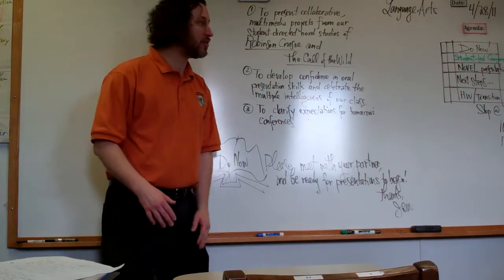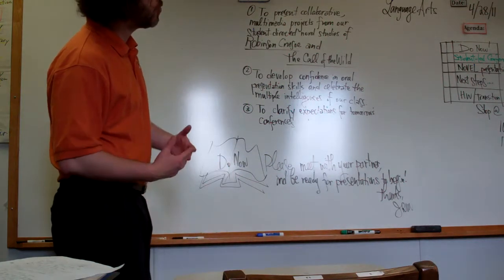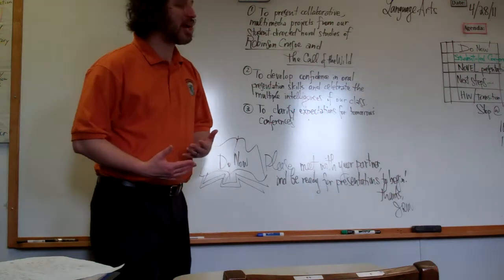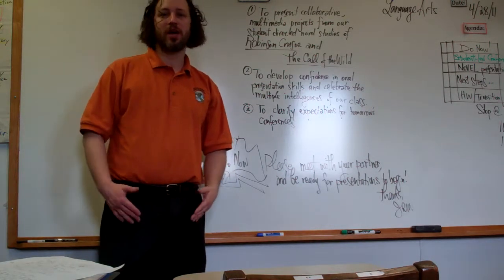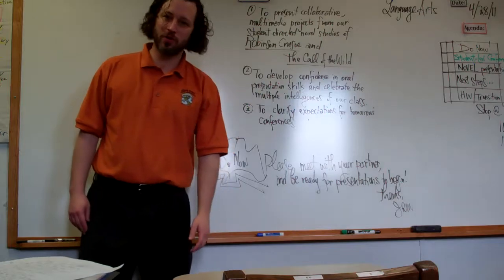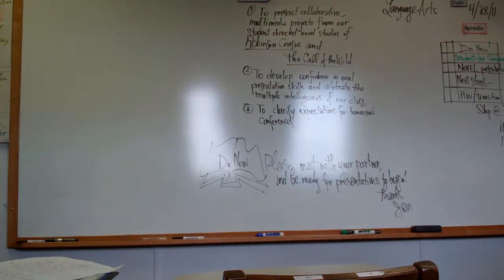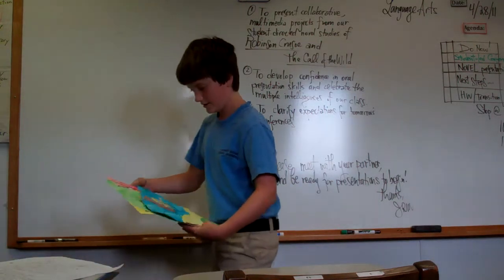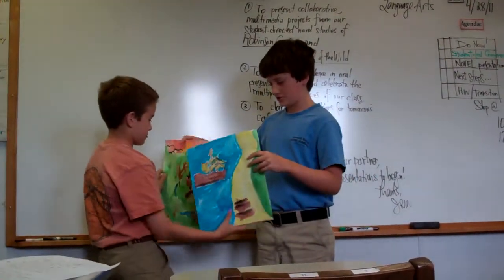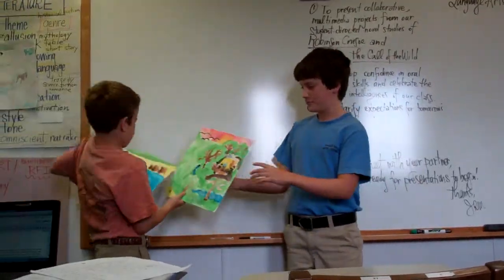And so without any further ado, we'll call the first group up here, who will begin by telling you a little bit about the characters in Robinson Crusoe. Here we have Charlie Bradshaw and Owen Stone. We are going to present our collaborative mural first.